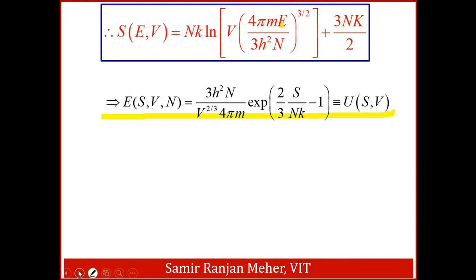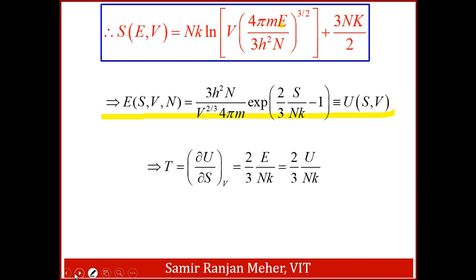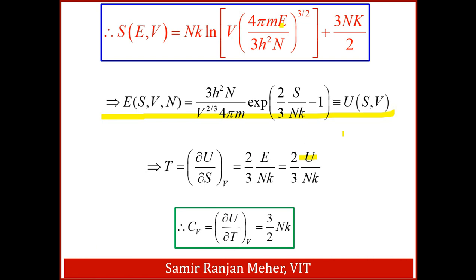The next task is to obtain the temperature of the system, which is simply given by the partial derivative of the internal energy with respect to entropy at constant volume, which is given by 2 by 3 U by Nk. So that means the internal energy can be written in terms of the temperature as U is equal to 3NkT by 2, and also we can find out the corresponding specific heat at constant volume, that is delta U by delta T at constant V, which is equal to 3 by 2 Nk.